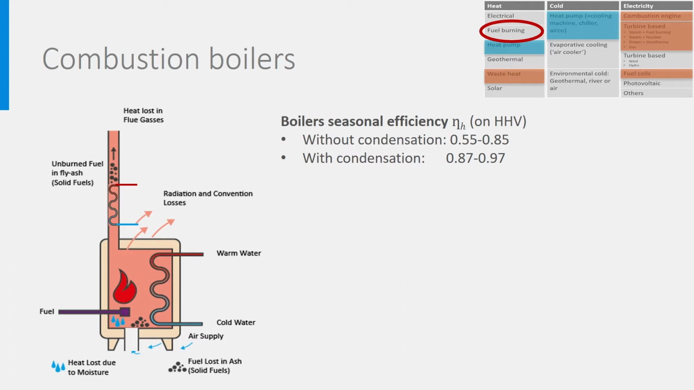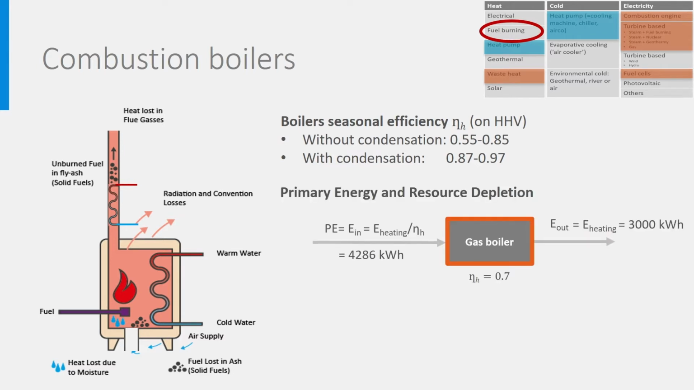Let's study now the primary energy and resource depletion on the example of a building with a yearly heating demand of 3000 kWh and assume the heat is produced by a non-condensing gas boiler with efficiency 0.7 based on the higher heating value. The needed energy input is therefore 3000 divided by 0.7, which is 4286 kWh. Gas is a primary resource. Therefore, we can say that the primary energy consumption is 4286 kWh.